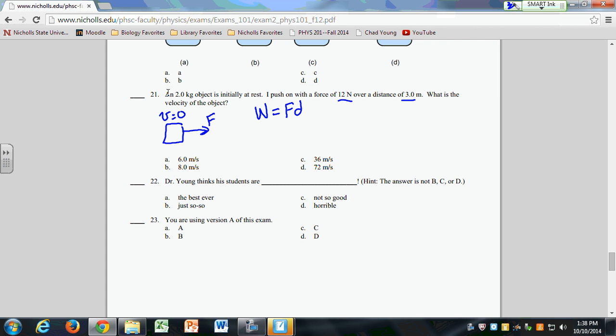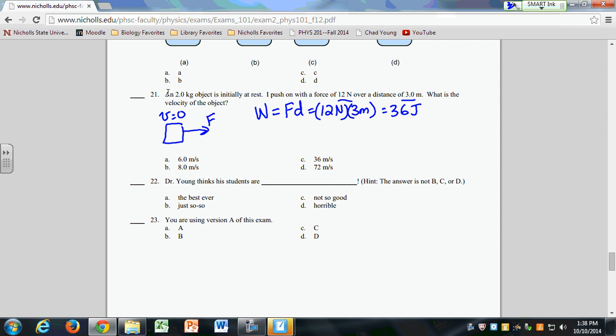It's equal to force times displacement. That's 12 newtons times 3 meters, which is 36 joules. That means I've done 36 joules of work on this object. It was initially at rest. By pushing on it with 12 newtons over 3 meters, I've given it 36 joules.